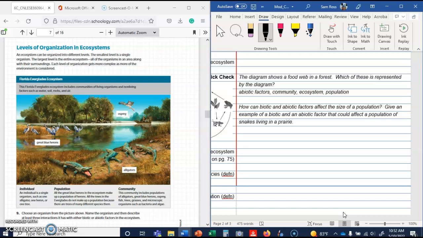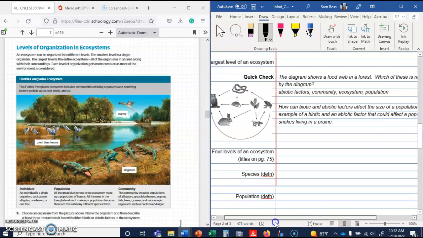And then it says, give an example of a biotic and an abiotic factor. Examples of biotic factors that could affect a population include food and disease. Examples of abiotic factors that could affect a population are water, light, and weather.